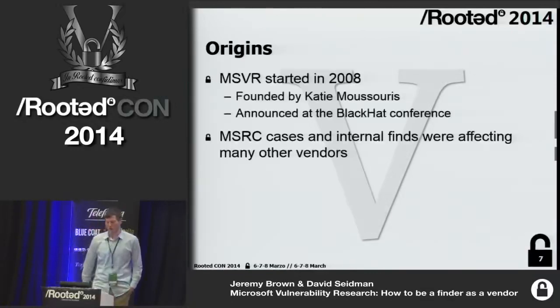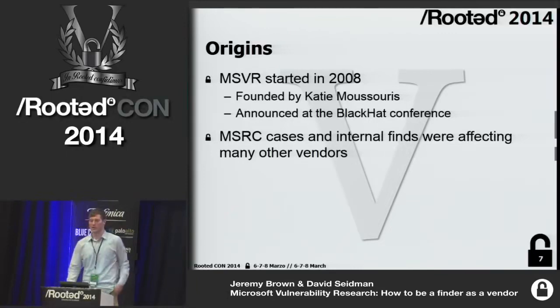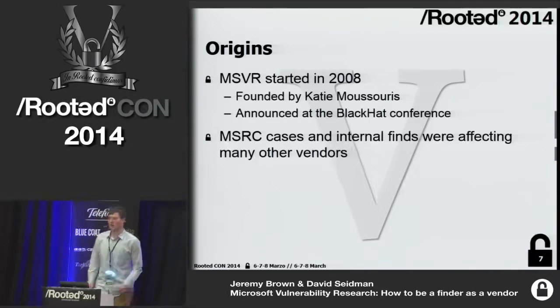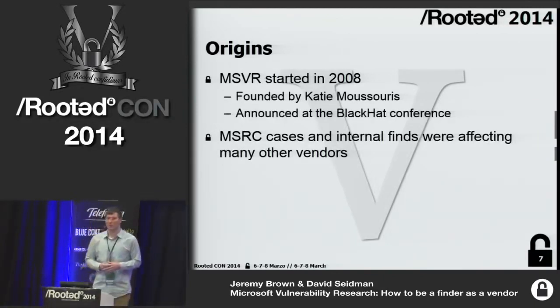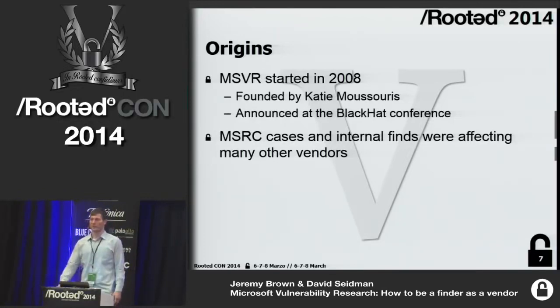So what is Microsoft Vulnerability Research? It started in 2008, founded by Katie Moussouris. She definitely does a lot of Microsoft security outreach, so you should be pretty familiar with the name, at Black Hat and a lot of different conferences. It was announced at the Black Hat conference in Vegas, and it came about because there were a lot of MSRC cases that we were getting that were affecting many other vendors besides Microsoft. Maybe people were doing it in the same way or a similar way, so we needed a way to make sure a lot of other vendors, especially the ones we work with, were finding out about these bugs and getting them fixed as well.